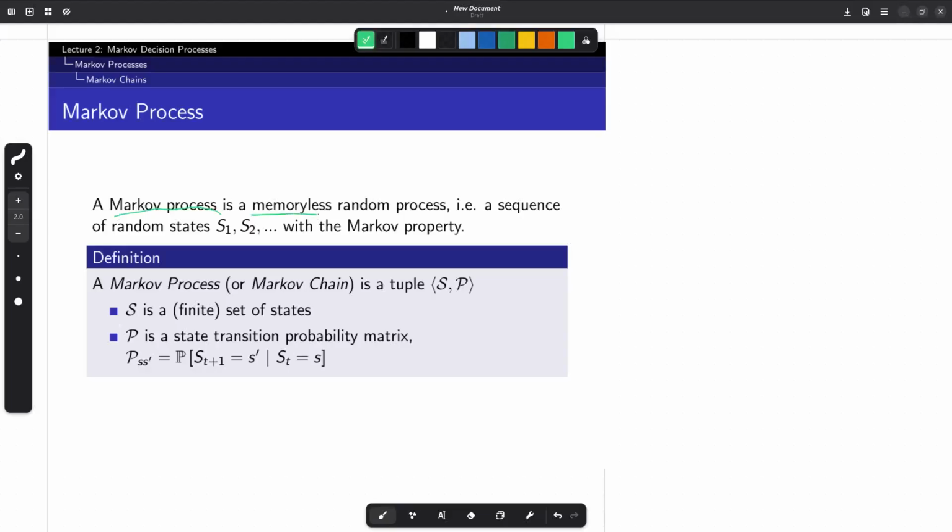A Markov process is a memoryless random process, or in other words, a sequence of random states that have the Markov property. So formally, a Markov process or a Markov chain is a tuple. The first element of the tuple is your states, a finite set of states, and the second one is the transition probability, as we defined in the previous slide. The second one gives you the probability of going from all of the states to all of the other states.